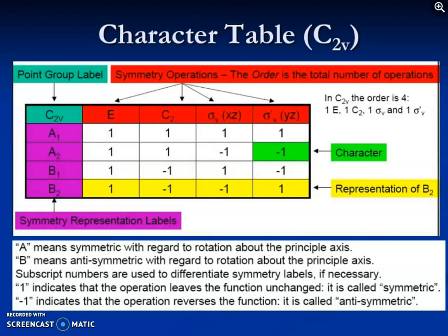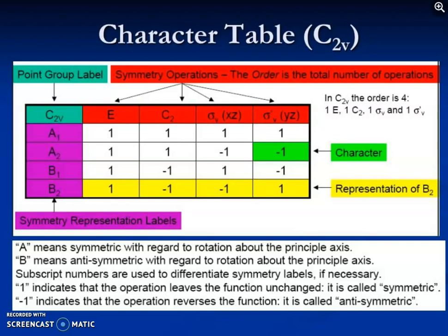What is XZ and YZ? This is the plane, and a plane is always in 2 dimensions, so XZ and YZ. So A1, A2, B1, B2. A means symmetric with regard to rotation about the principal axis. B means antisymmetric with regard to rotation about the principal axis. Subscript numbers are used to differentiate symmetry labels if necessary.